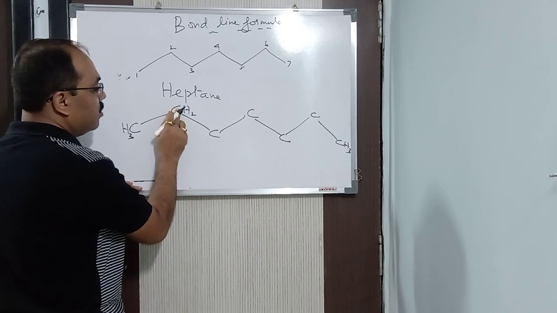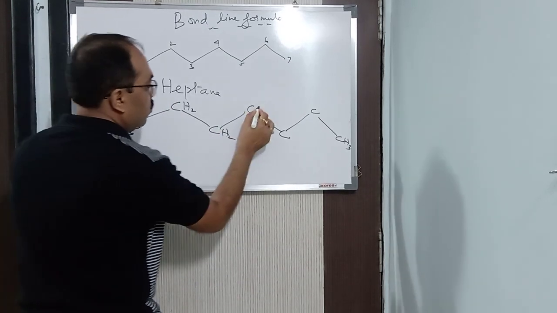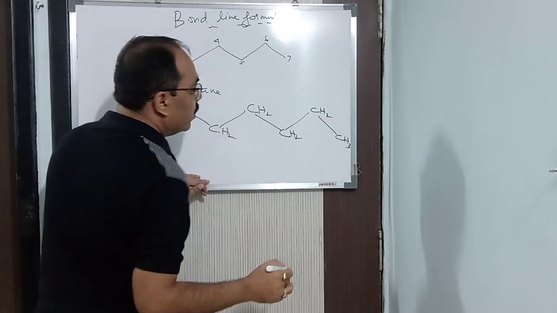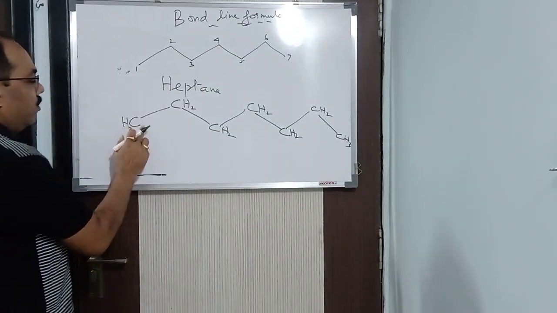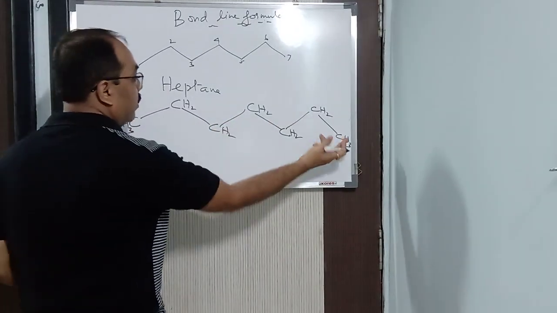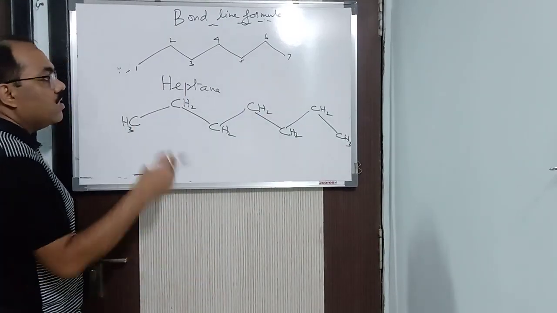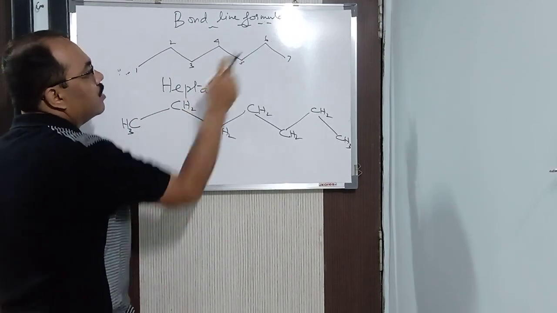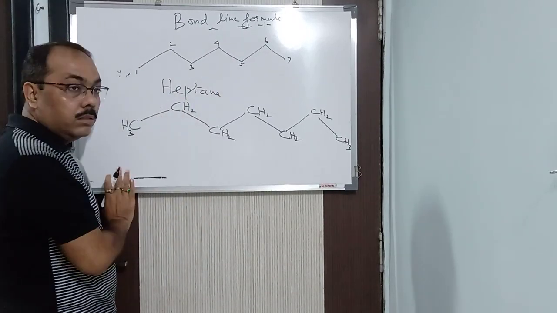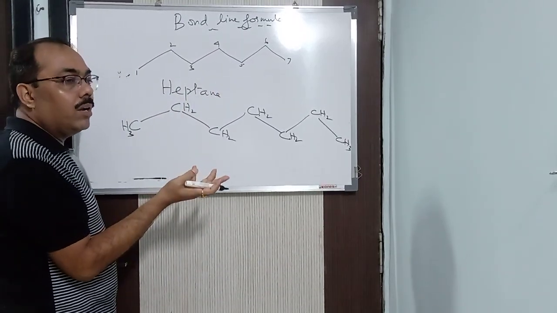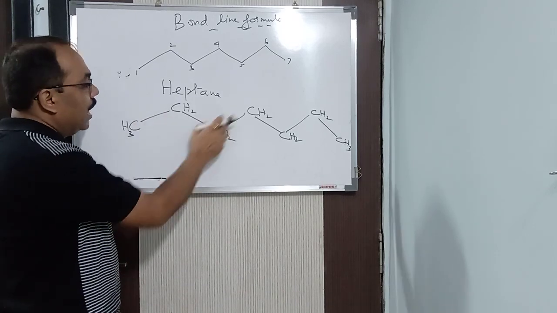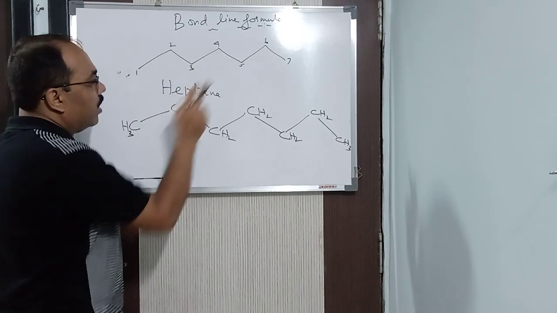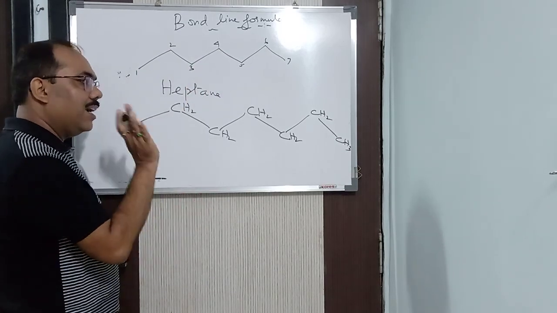So the carbons in between, with two bonds, are CH2. Again CH2, again CH2, again CH2, and again this is CH2. Count it now: 1, 2, 3, 4, 5, 6, 7. That is heptane. So instead of writing carbon, carbon, hydrogen, we are simply writing this way. It is understood that it is heptane. That is the bond line formula: we don't write carbon and hydrogen here, just we draw some lines which mean that given compound.